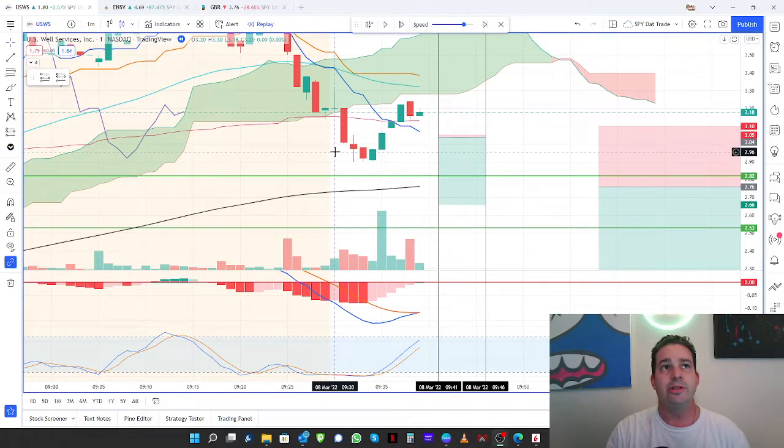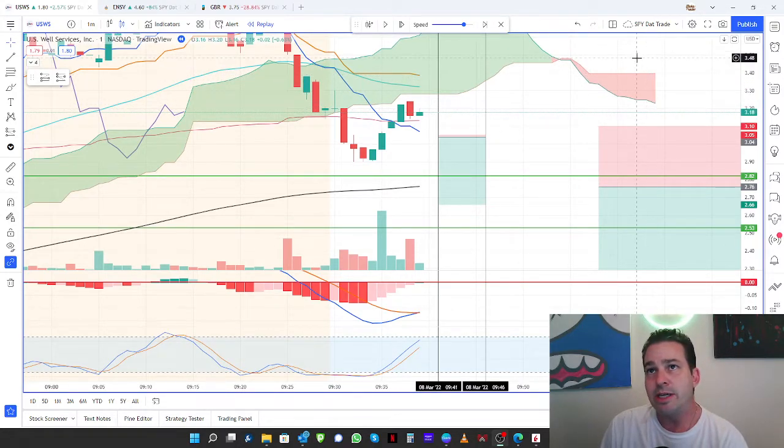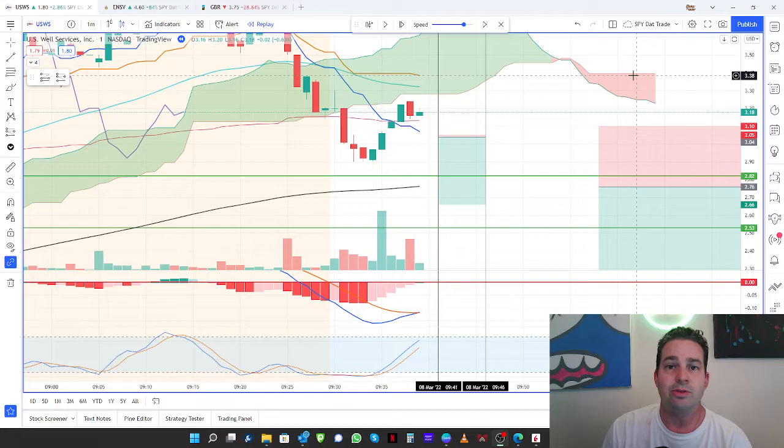So I'm going to start here with USWS, and we're just going to move ahead here and get right into it. So right now, the first thing that I'm looking at, of course, is my red cloud in the front here. So that's my first indicator that I'm going to be looking to go short on this trade.